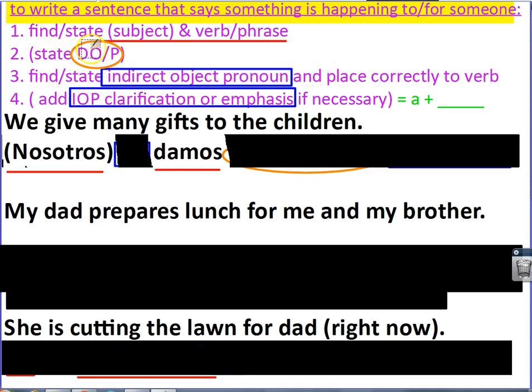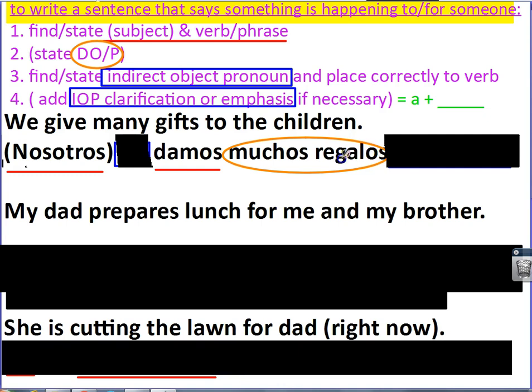And state the direct object. To find the direct object, you ask who or what's being verbed. What's being given? Many gifts. Muchos regalos. And then it says find, state the indirect object pronoun. So, if it's happening to the children, then the IOP is going to be me, te, le, nos, os, or les. If it's happening to them, my IOP is going to be les.